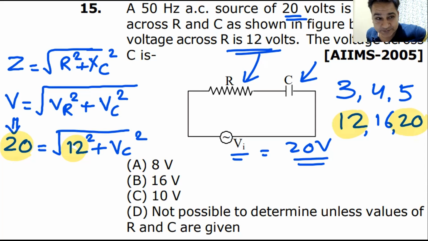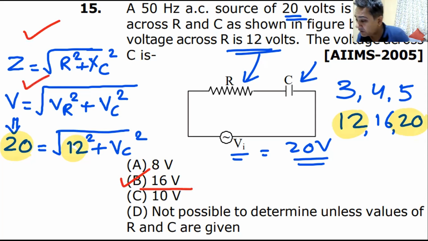Do we understand this? I hope we understand this. So the answer is the Pythagorean triplet, and that is 16 volts. So the answer is 16 volt. What you have to remember is whatever formula I made for Z, the same formula can be made for V. I hope all of us are understanding this. I'll give you a minute to note it down.